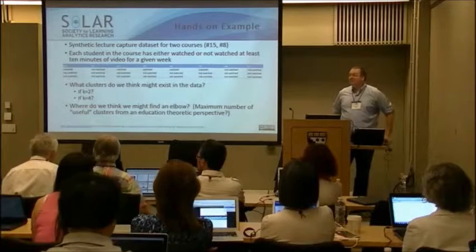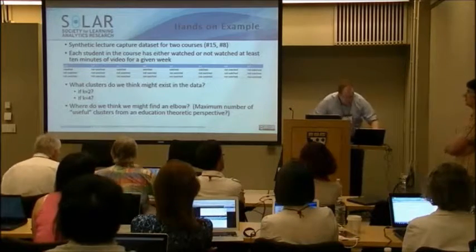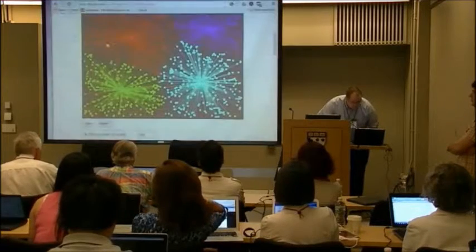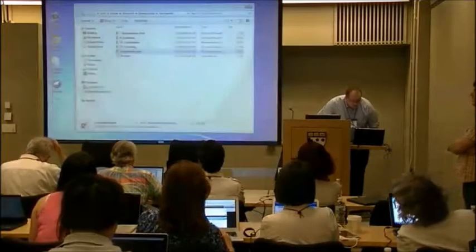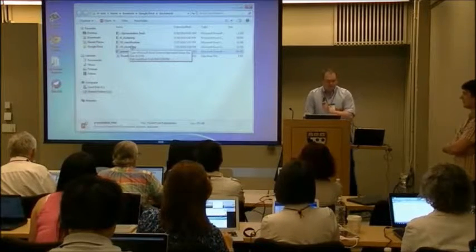Chris, there's more than one CSV file. Yes, there should be one called 15 and one called 8, I think. Does that sound right? Yeah, so we'll start with 15. There are two: 15 underscore cluster, we'll start with.